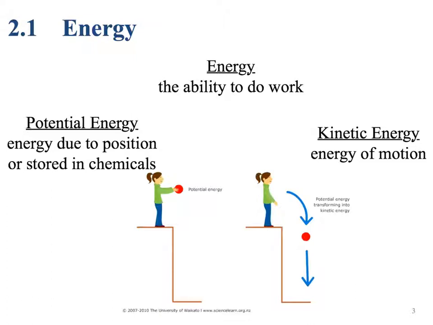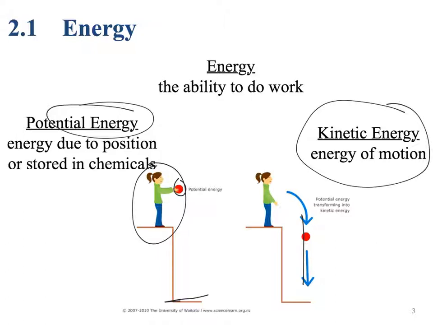We could have different types of energy. For example, we could have potential energy. What is potential energy? It is the energy due to position or stored in chemicals. So, for example, we have this lady over here. She's above ground. She has potential energy. She has a ball in her hand. When she drops the ball, the potential energy is going to be transforming into kinetic energy because the ball is in movement. That defines what kinetic energy is. Kinetic energy is the energy of motion.